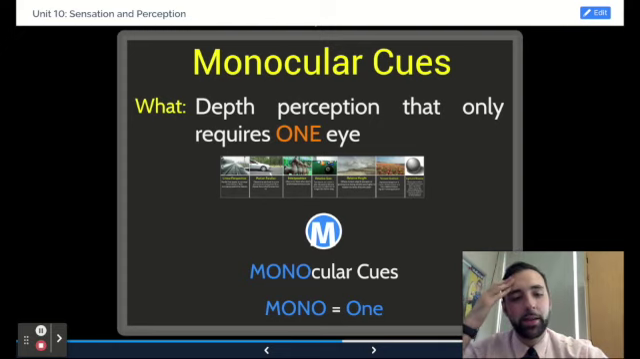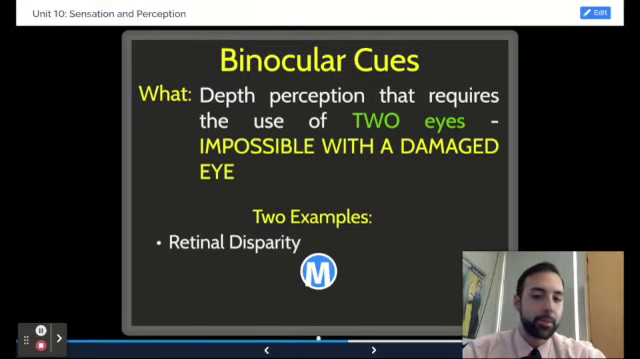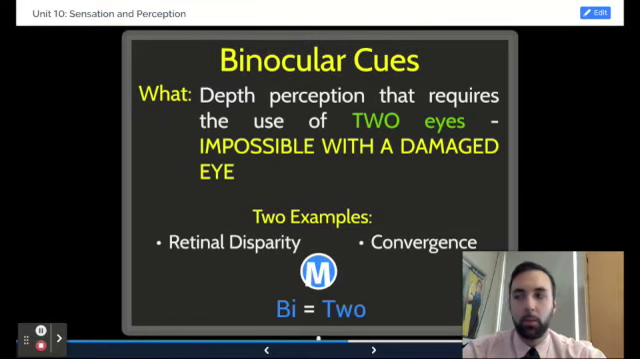Those seem a little bit monotonous, but honestly, their names suggest exactly what they are. And once I give you the handout, some of those are a little bit easier to understand. The ones that the College Board asks about more often, and the ones that the College Board might ask about in the context of an FRQ, are the binocular cues.